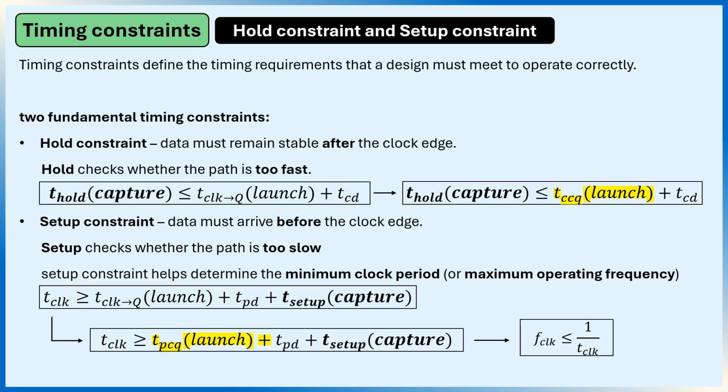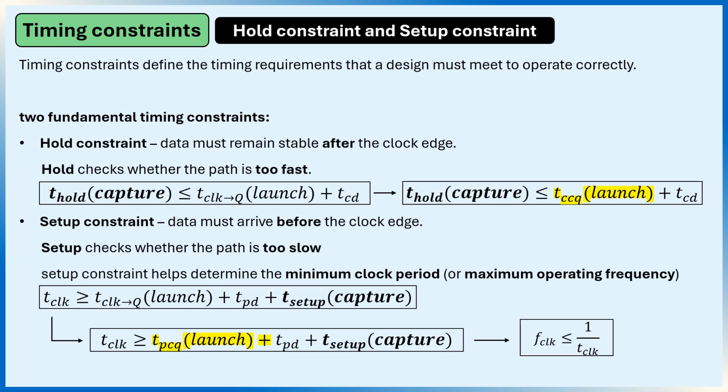Now let's see how this changes the timing equations. Previously, we used a single clock-to-Q delay. Now we can be more accurate. Hold constraint. The hold constraint checks whether the data arrives too early. Since we are interested in the earliest possible arrival, we use the clock-to-Q contamination delay. So instead of using generic clock-to-Q delay, we now use clock-to-Q contamination delay together with the contamination delay of the combinational logic.